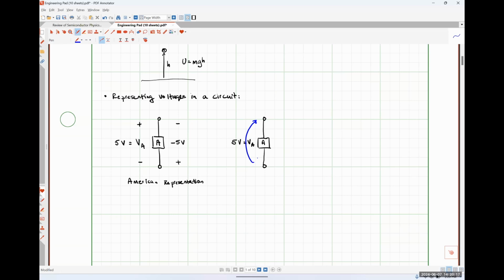I personally don't care for the European representation because I generally associate currents with arrows and voltages with plus and minus signs. It's just what I am used to. It's how I was taught. I just want to make sure that you are aware of the other way to represent things, just in case you happen to watch a video from a creator that is outside of the US, because they may show you voltages in this way.